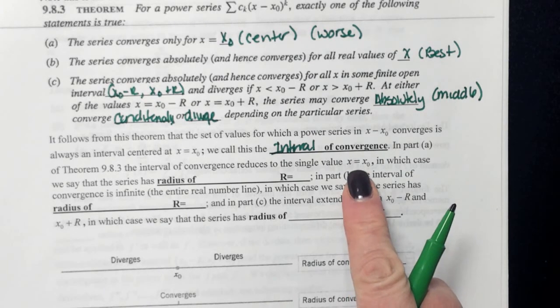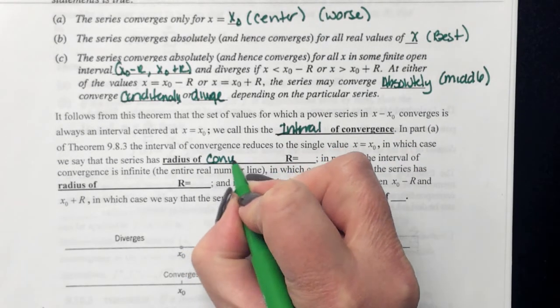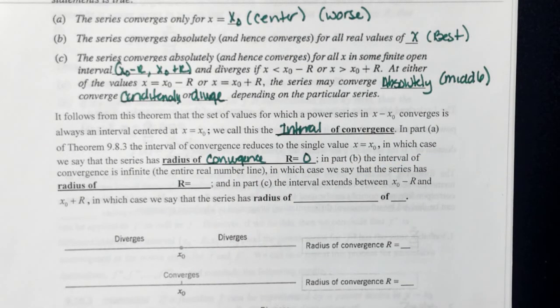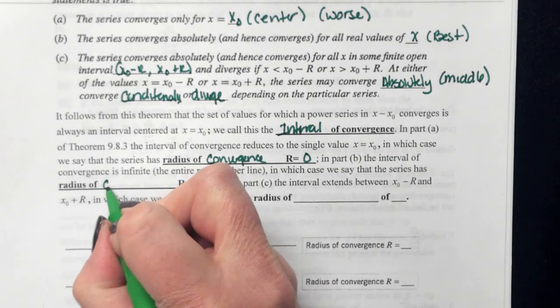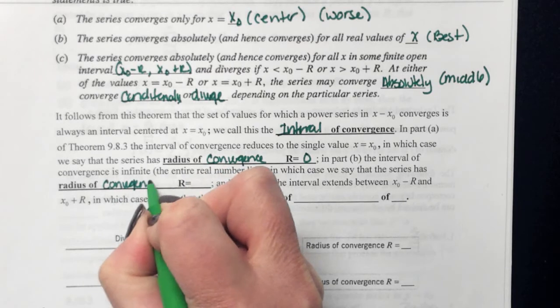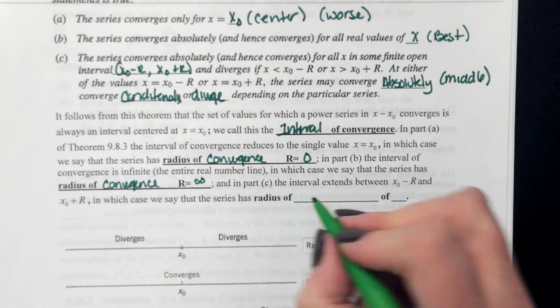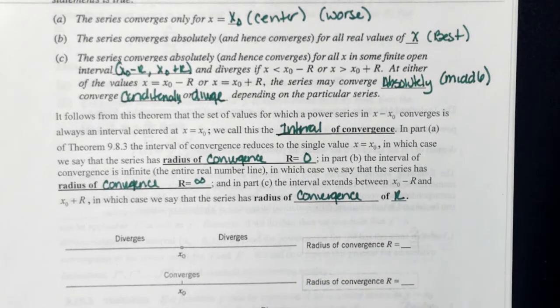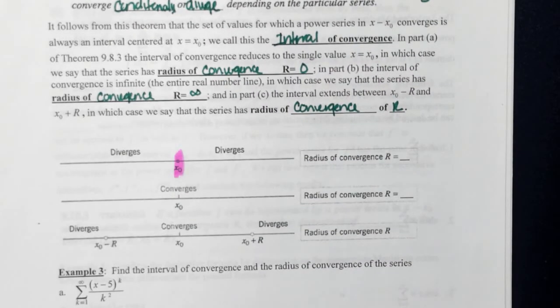Again, if it converges just at the center, we would say that the radius of convergence is 0. If the whole interval of convergence is the entire real number line, we say the radius of convergence is infinity. If it has a finite interval, we say that the radius of convergence is r. So really the only difference is when you're looking at the 3 cases scenario, the center is no longer 0.